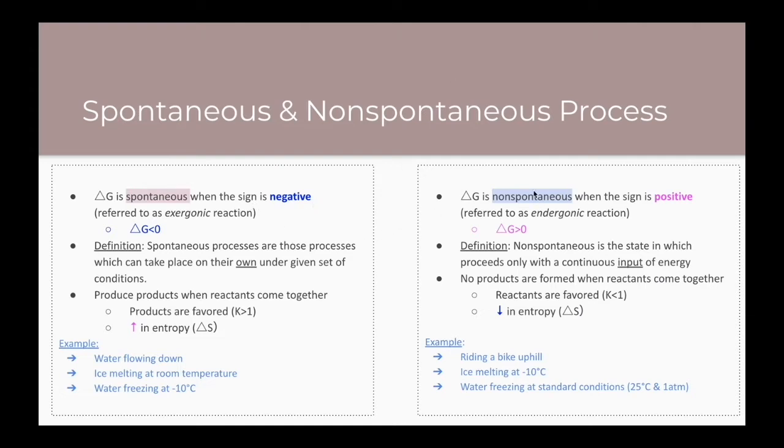Now, for non-spontaneous processes, the change in Gibbs free energy is always positive. In other words, ΔG has to be greater than 0. And unlike spontaneous, a non-spontaneous process is a process that cannot take place by itself, so it requires a continuous external input of energy. An easy example would be pushing a bicycle uphill, or how water cannot freeze at room temperature, or how ice cannot melt at negative 10 degrees Celsius. All of these things require a little bit of energy, so it's an endergonic reaction, where reactants are favored.